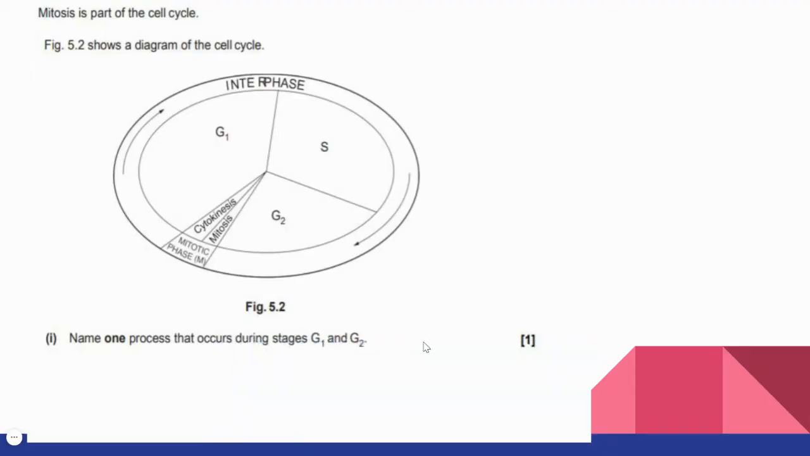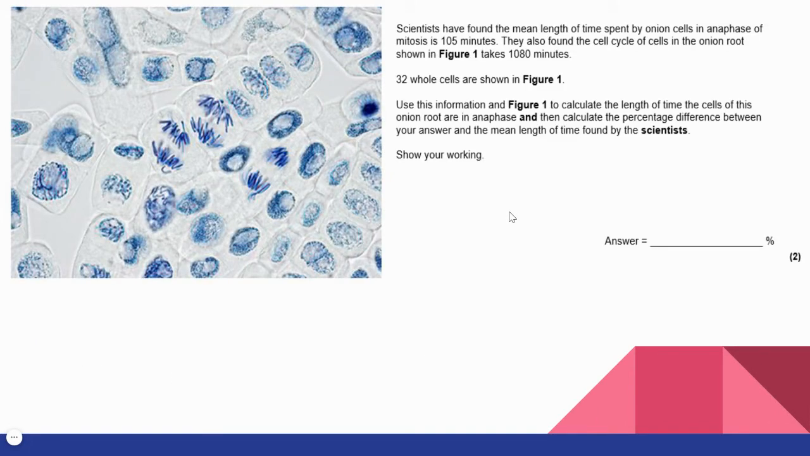Let's look at the next question now. In this question, we have a snapshot of dividing cells in our microscopic view. Scientists have found the mean length of time spent by onion cells in anaphase of mitosis is 105 minutes. They also found the cell cycle of cells in the onion root shown in figure 1 takes 1080 minutes. 32 whole cells are shown in figure 1.